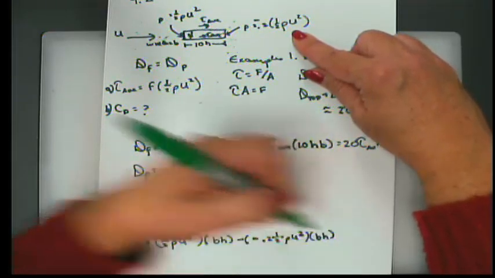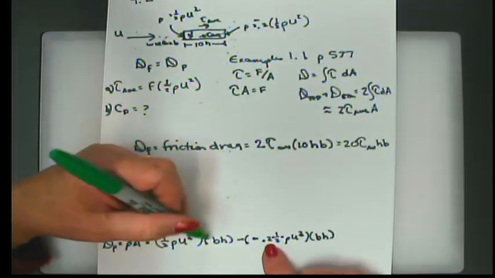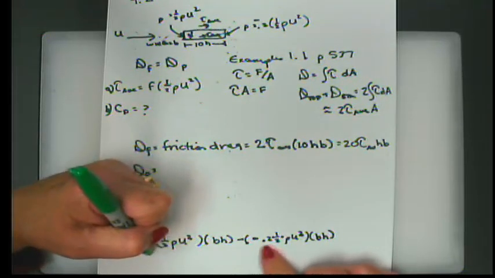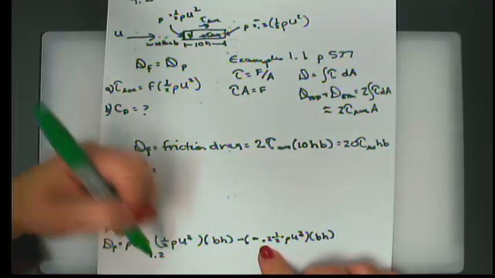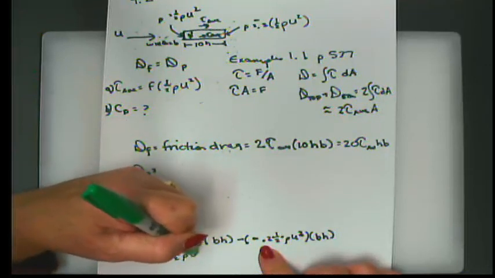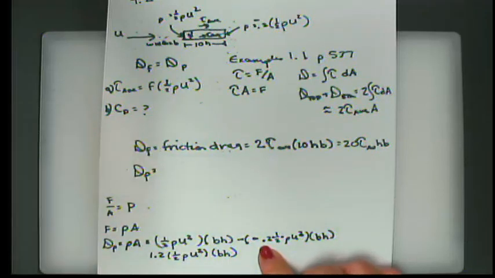And I can simplify that. First of all, minus minus is a plus. All of the terms are the same. Here we have 1. Here we have 0.2, so that's 1 plus 0.2 is 1.2. Then we have the dynamic pressure. And then we have the area of that leading edge.